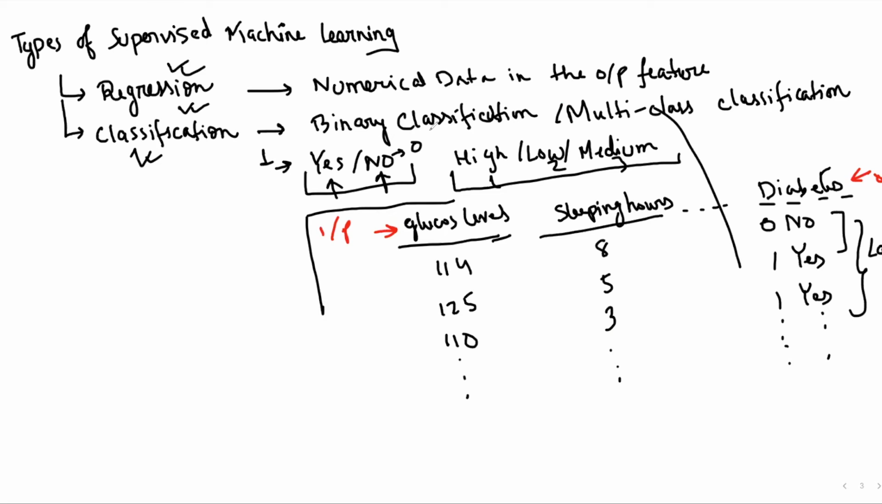In binary classification, basically, we deal with two variables, two classes, two labels. And in multi-class classification, there can be more than two labels, or more than two classes. Classes or labels are the same thing. So this was all about supervised machine learning.